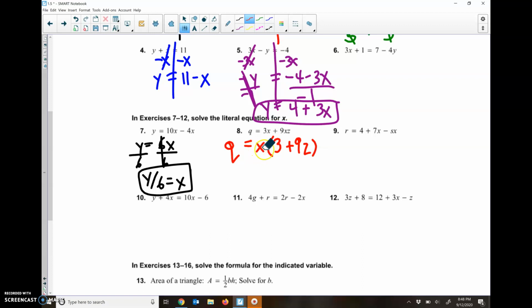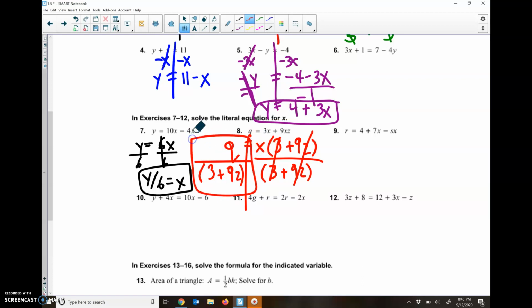Okay, and now I'm going to look. X is being multiplied to these, so I'm going to divide by 3 plus 9z. 9z and 9z cancel. 3 and 3 cancel. And what I do to the left side, as always, I have to do to the right side. So I'm going to divide by 3 plus 9z there. X is by itself, so that's my answer then. So kind of a little trickier when you get two x's mixed in over there.